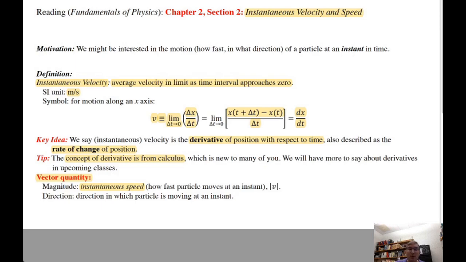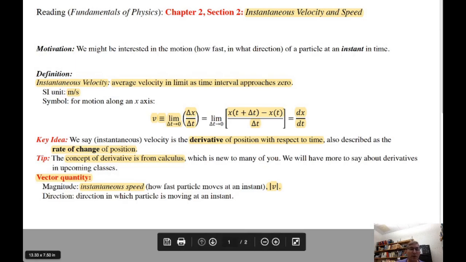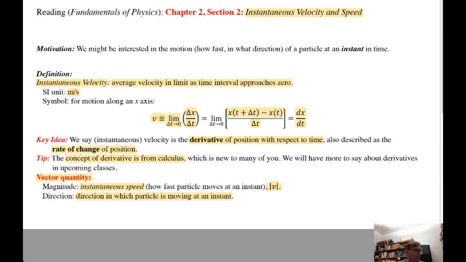And if you want to be really careful, a good way to denote the magnitude of instantaneous velocity, i.e. instantaneous speed, is to write the v symbol with absolute value over it. That way you're telling your reader, I just mean the magnitude part, the instantaneous speed, how fast. But I'm not telling you direction. The direction, of course, is the direction in which the particle is moving at a given instant. And that could be to the right on an x-axis, i.e. plus x direction, or it could be to the left, negative x. We're going to be practicing with these ideas, don't worry.